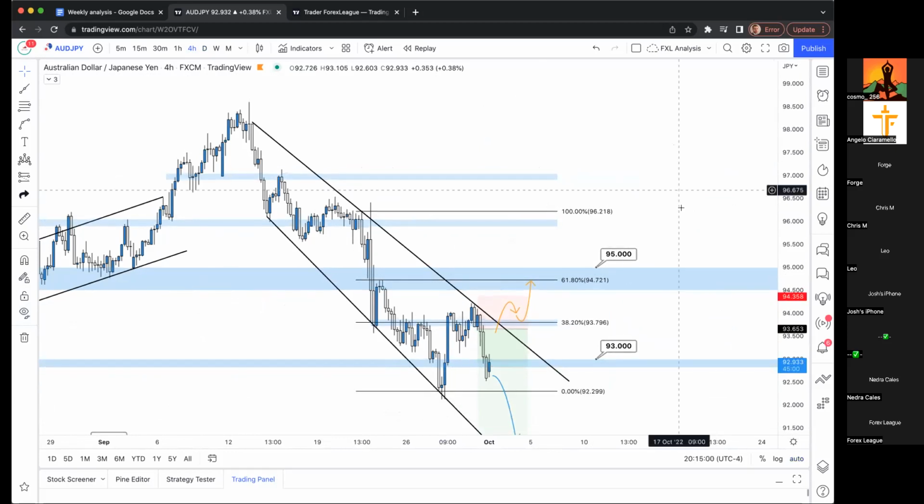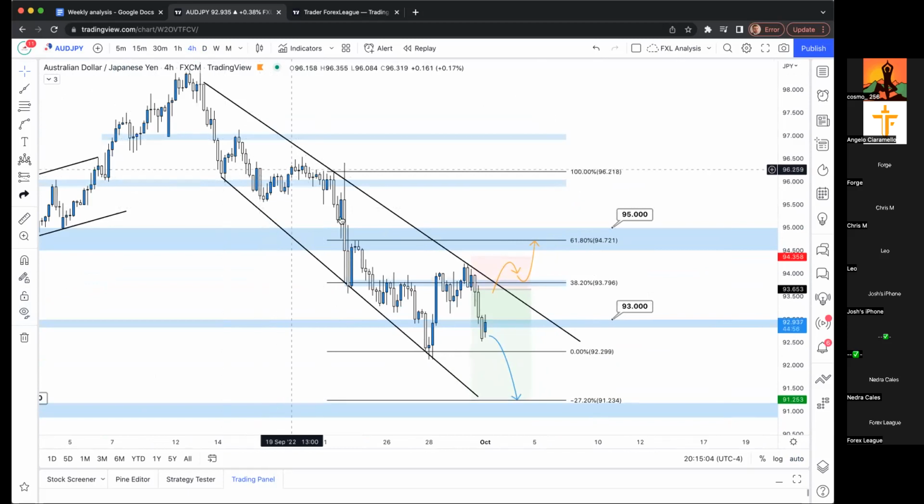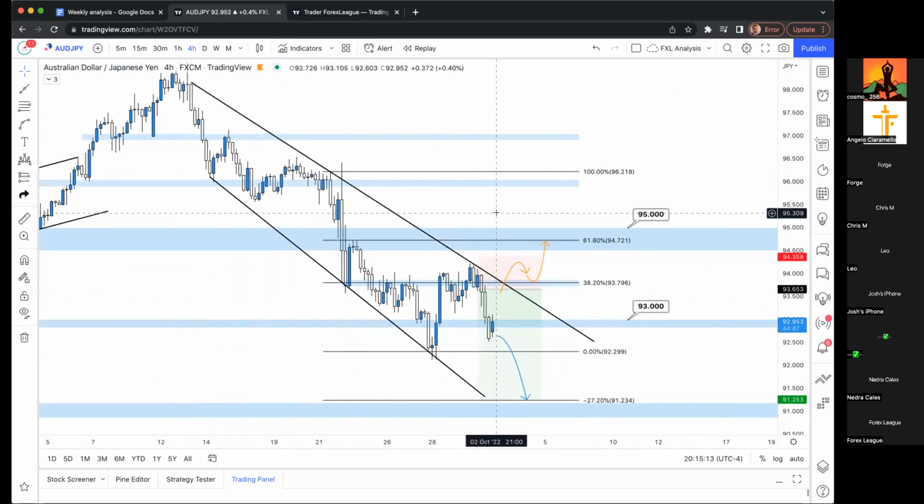So that's what we're here to find out here on the 4 hour. So here is a nice bearish channel. This is that recent drop from 98 resistance, right? All of this is that downtrend that we just looked at on the daily. So it is respecting these trend lines.